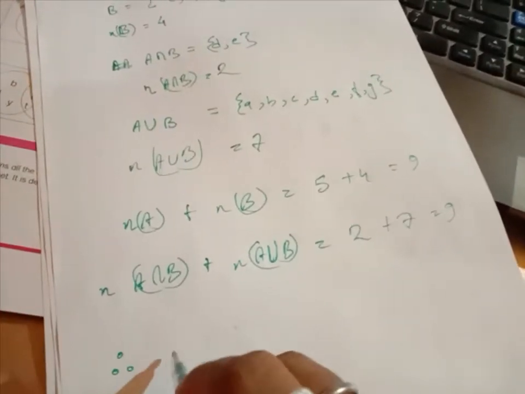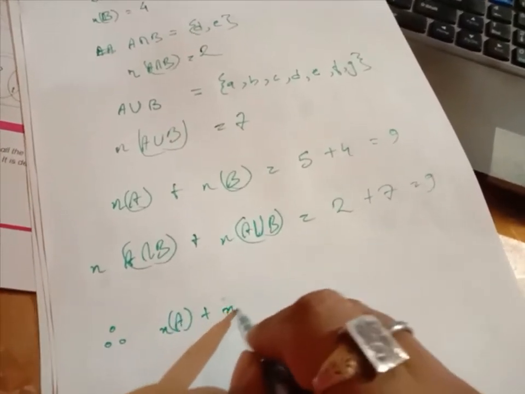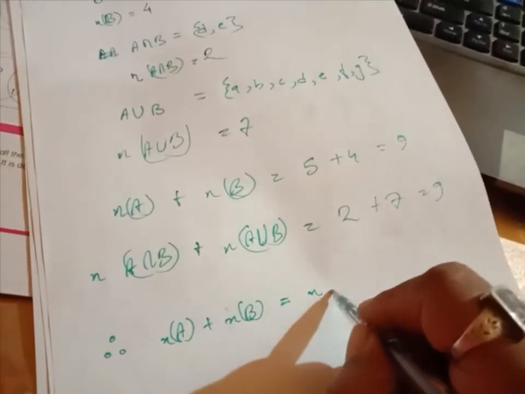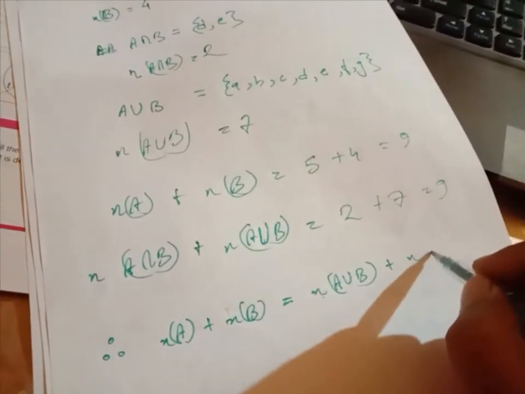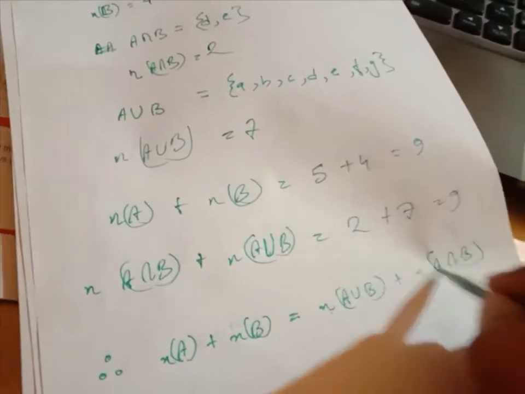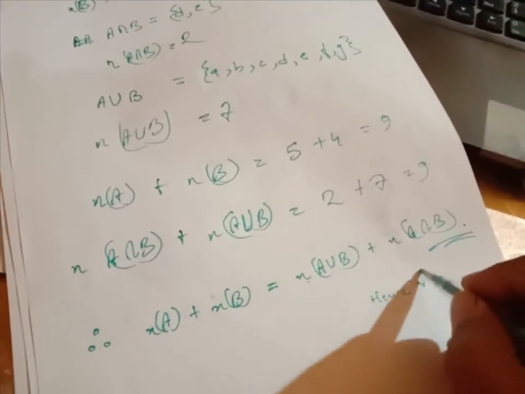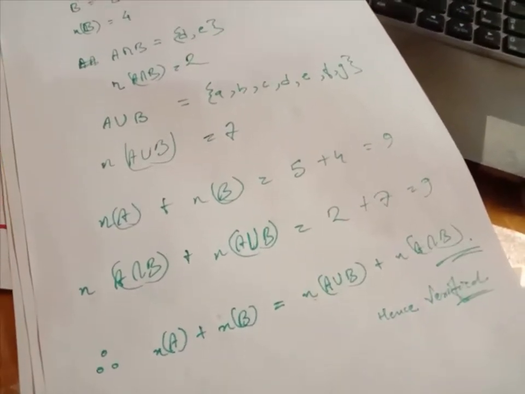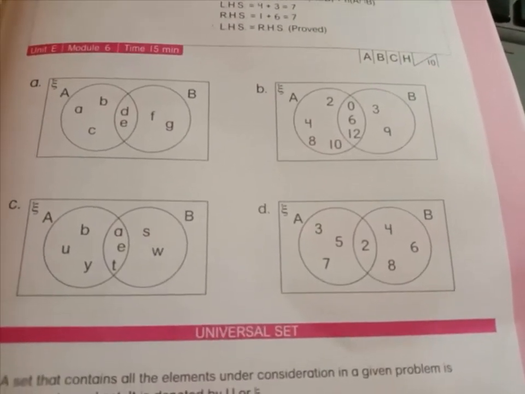Therefore, we can write number of elements in set A plus number of elements in set B is equal to number of elements in A union B plus number of elements in A intersection B. Here you can write, hence verified. So this is how you are going to solve all the problems in module number 6. I'll show you the answer at the end of the video.